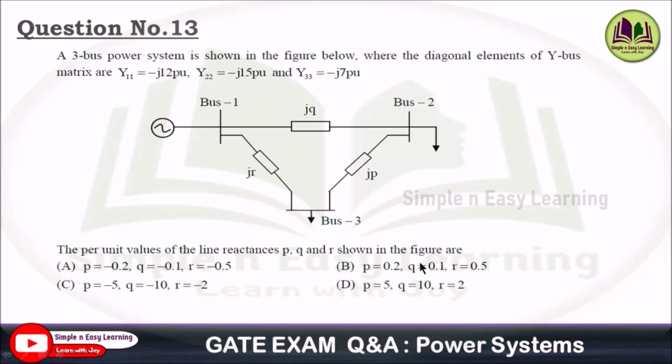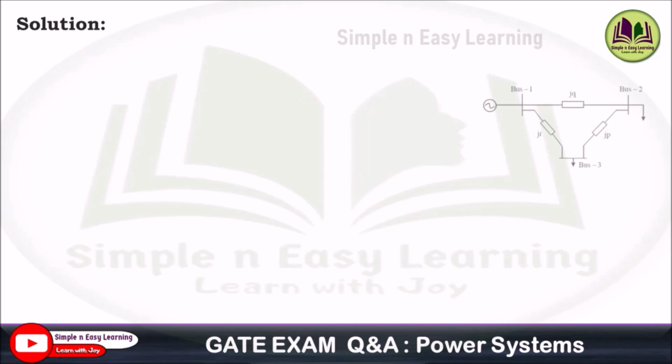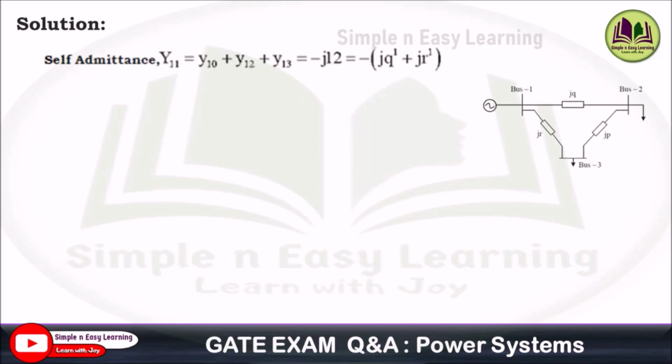The options are given like this. The given data consists of all the diagonal elements of the Y bus matrix. Using that data, we need to find the line reactances. Solution. Consider this diagram, and the self admittance Y11 can be represented as y10 plus y12 plus y13. That will be equal to minus j12, which is specified in the problem.